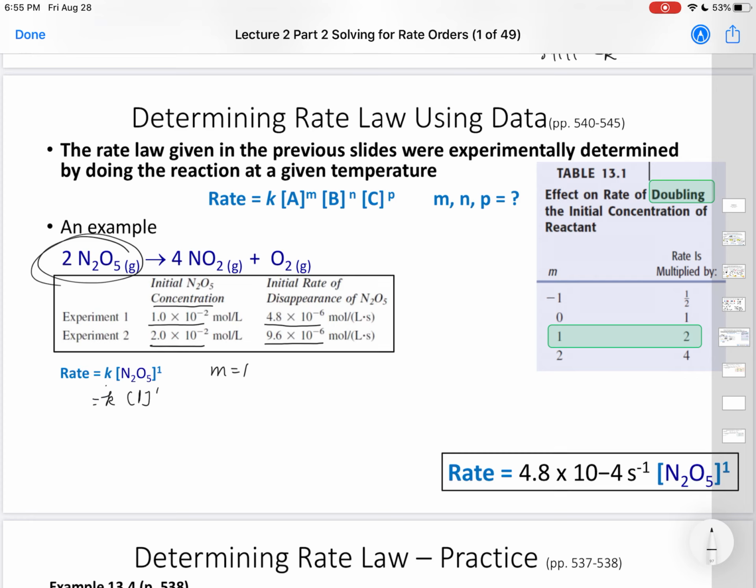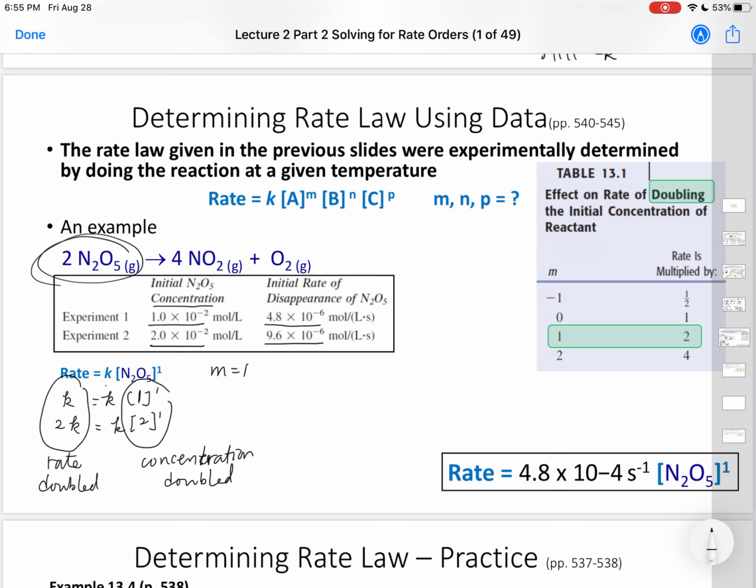If this was 1, then the rate becomes k. Okay? If my concentration is 2, then my rate becomes 2k. Notice, my rate has doubled when I have my concentration doubled. Okay? That's exactly what this table says here.